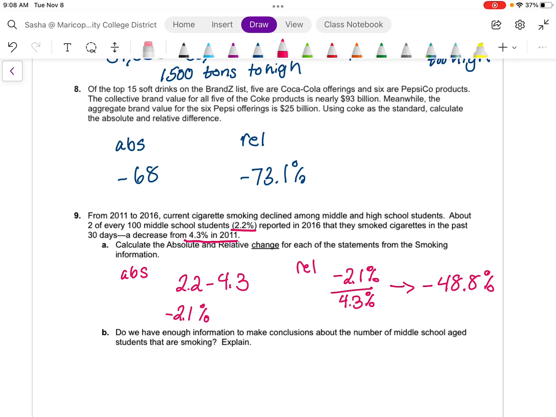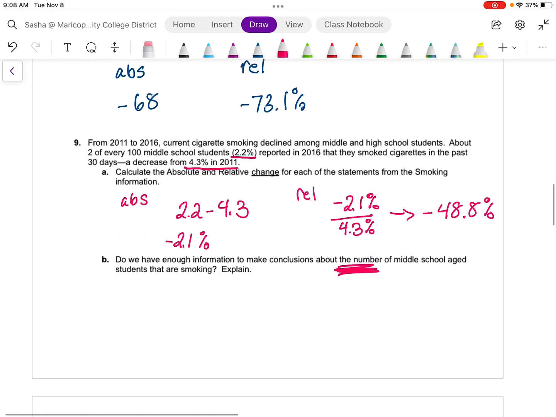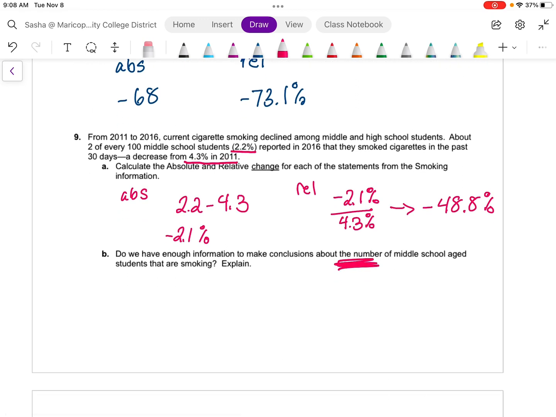Now, do we have enough information to make conclusions about the number of middle schoolers? No, because nowhere in here are we told how many people were part of this study. So we're told about 2 out of every 100 middle school students, but we weren't really told how many middle school students. So we can't make a conclusion about the numbers of people involved without knowing more information about the situation. All right, so that's me walking through all the problems that specifically focused on relative and absolute changes and differences.